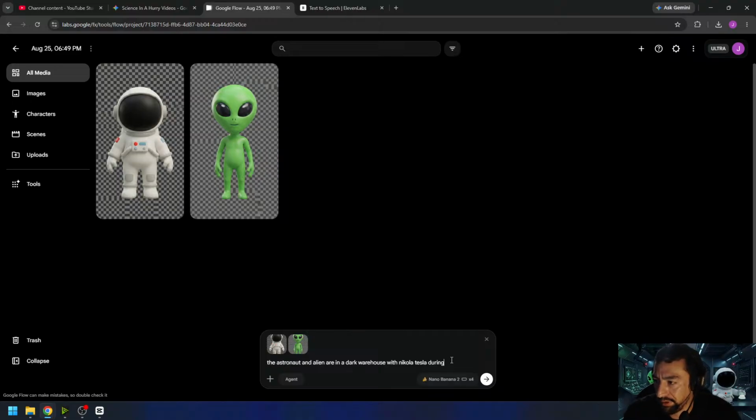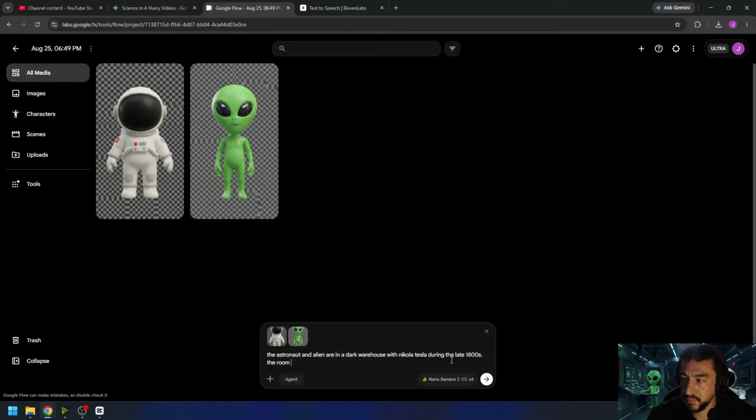And I do that with these historical people because sometimes if I don't, it'll be in a modern day warehouse or something. There'll be technology or something that's not from the era. So the astronaut and alien are in a dark warehouse with Nikola Tesla during the late 1800s, and the room has a massive Tesla coil with electricity sparking all over the room.